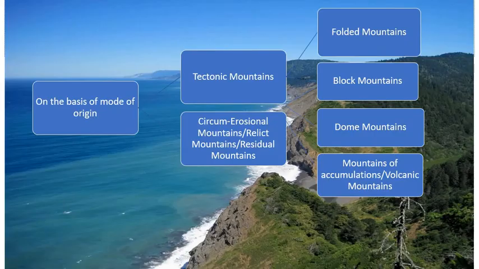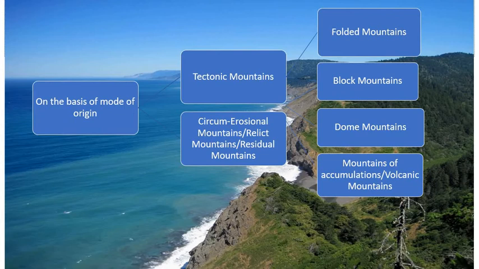Now, on the basis of mode of origin, mountains are of two types. One is tectonic mountains, another one is circumerosional mountains. So we'll discuss one by one. First one is the tectonic mountains.